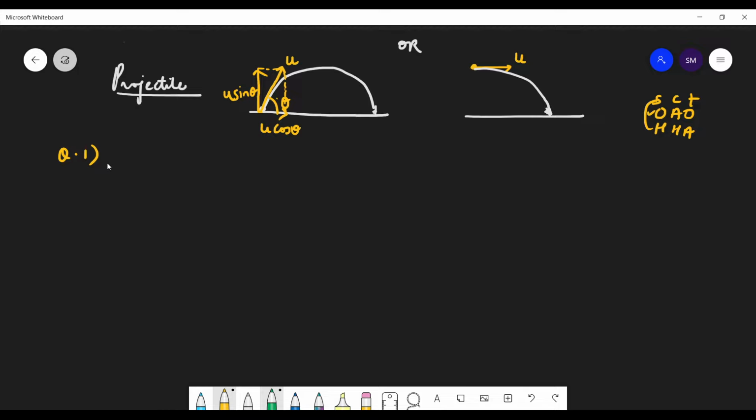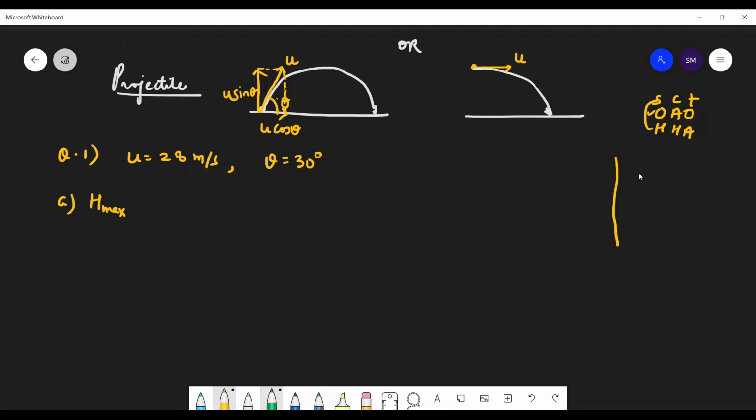So a ball is thrown with the speed of 28 meter per second in the direction theta, which is 30 degree. What will be the maximum height? So height maximum. So we have same formulas.